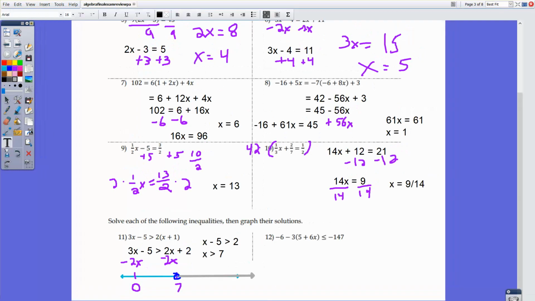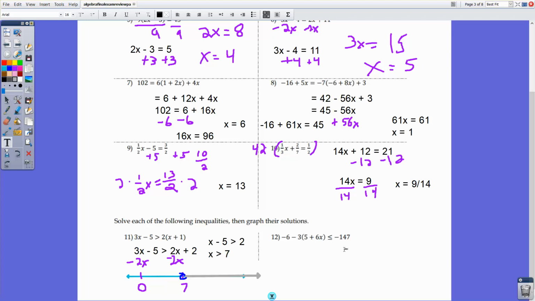Okay, and the last inequality on here, we have to simplify this left side first. Let's distribute -3. So -6 is still there. -3 times 5 is -15, so it's minus 15. And then -3 times 6x is -18x, so we'll write minus 18x. And that's less than or equal to -147.